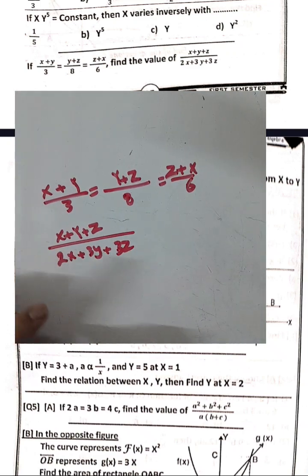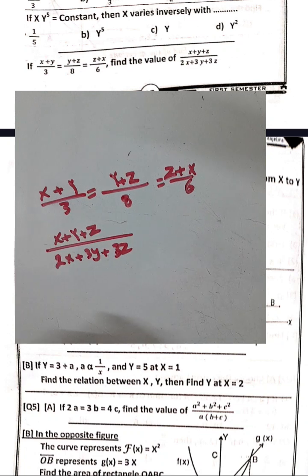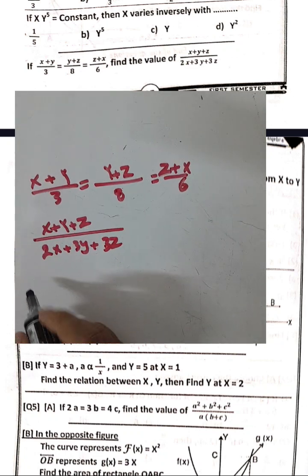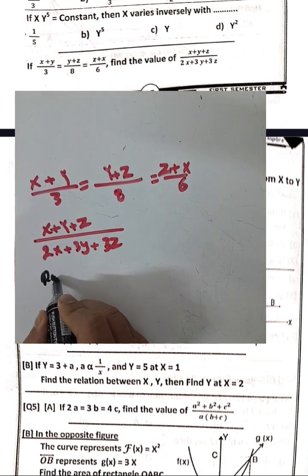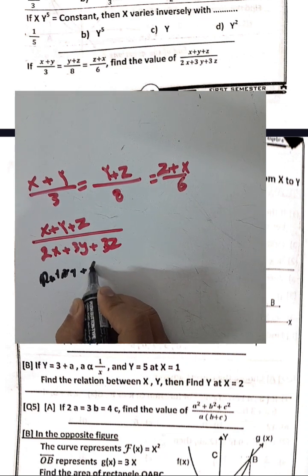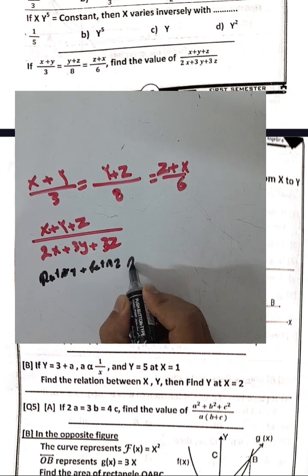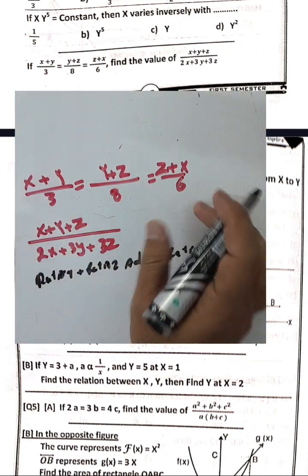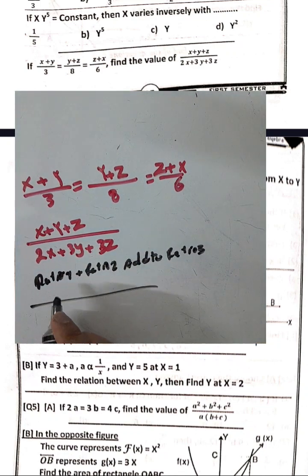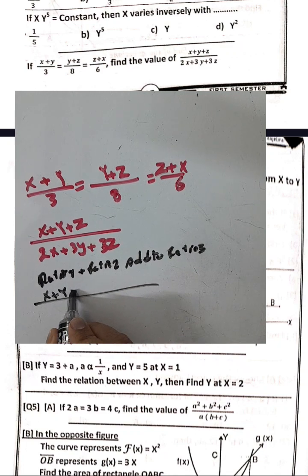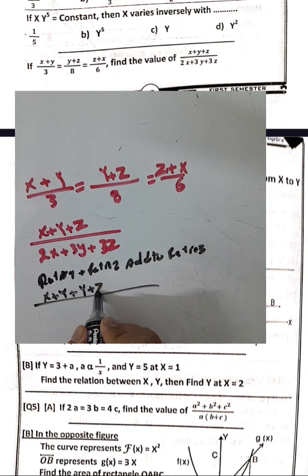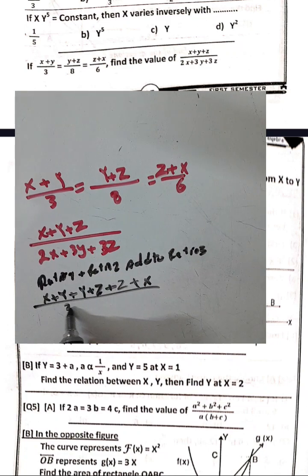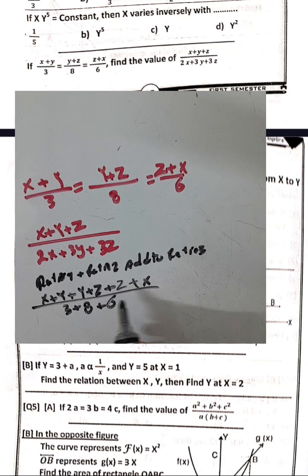So if he wants x plus y plus z in this example, the first step is you must add ratio 1 plus ratio 2 plus ratio 3. Then the result will be x plus y plus y plus z plus z plus x over 3 plus 8 plus 6.